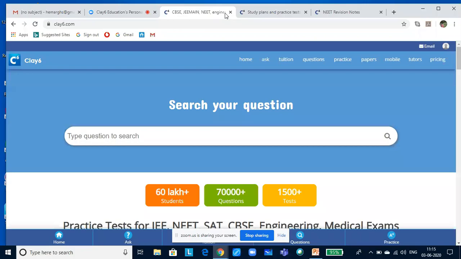I will be covering Principles of Inheritance. Briefly, I will run through how to access revision notes and tests on classix.com. Open the classix.com page, click on Practice.